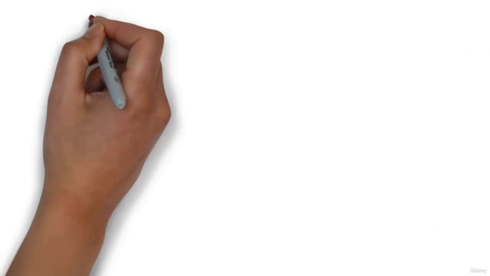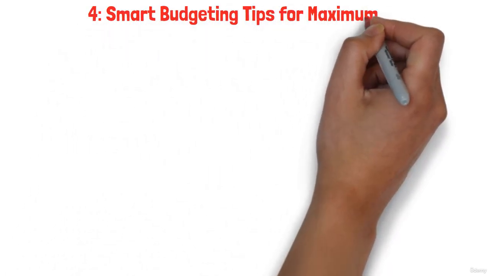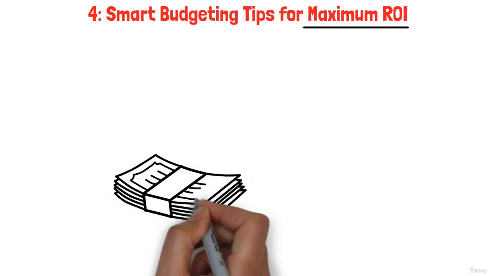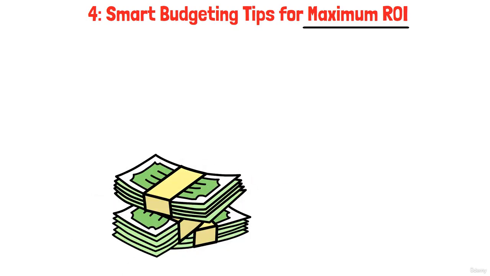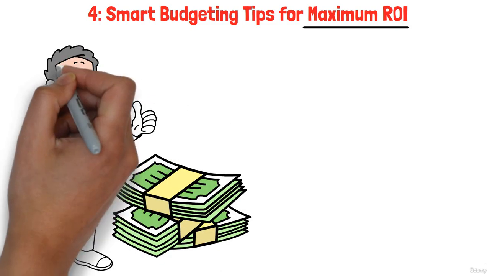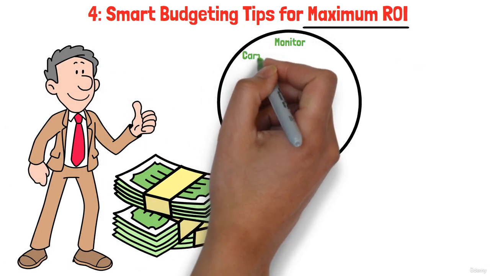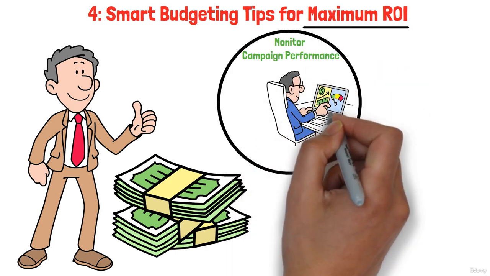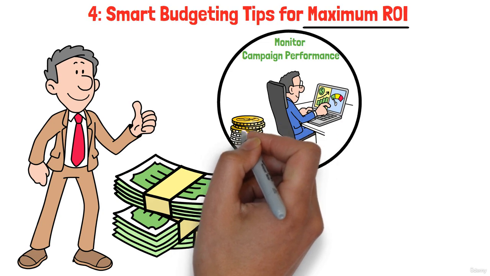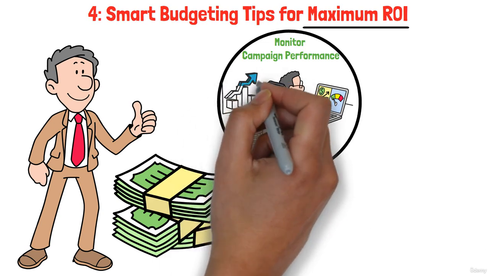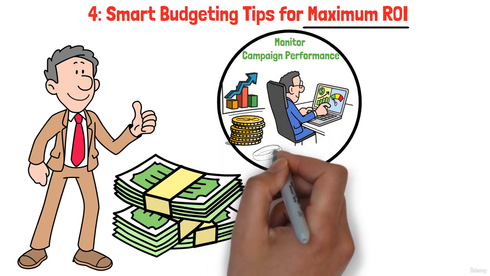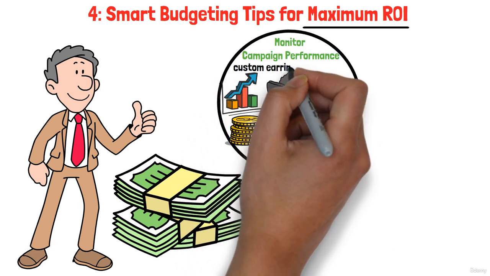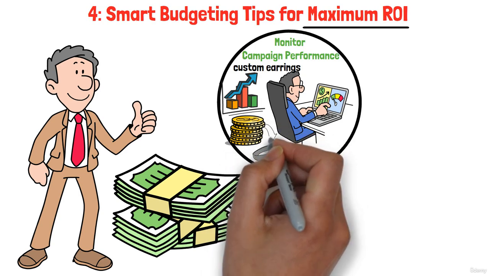Part 4. Smart budgeting tips for maximum ROI. Maximizing ROI. Your goal is to make sure every dollar spent is working toward your business objectives. Here are some quick tips to stretch your budget for maximum return on investment. 1. Monitor campaign performance. Regularly check which ads are performing and which ones aren't. Pause or adjust underperforming ads and allocate more budget to the high performers. Example, if your ad for handmade silver rings is getting a high CTR but your ad for custom earrings isn't, shift more of your budget to the silver rings ad to drive more clicks.